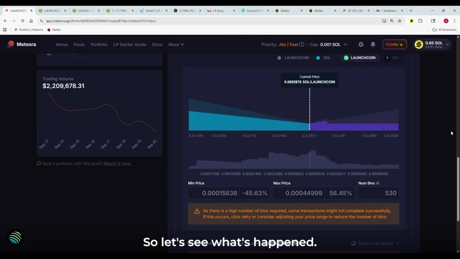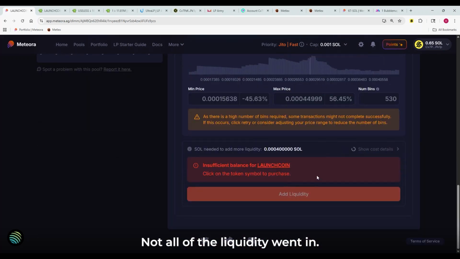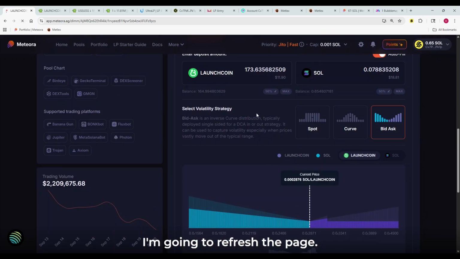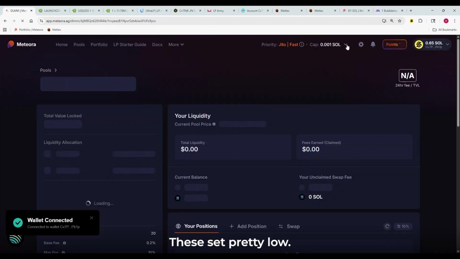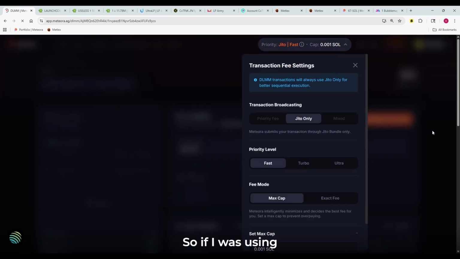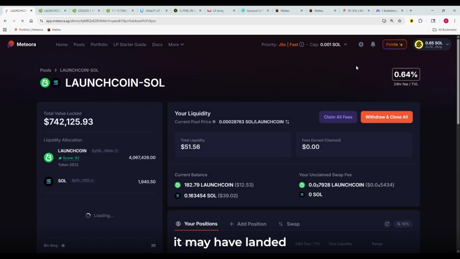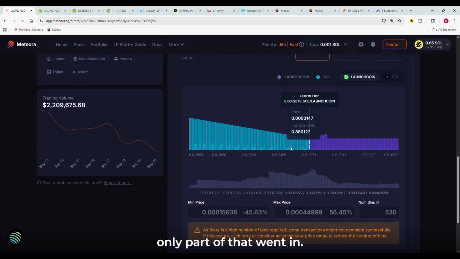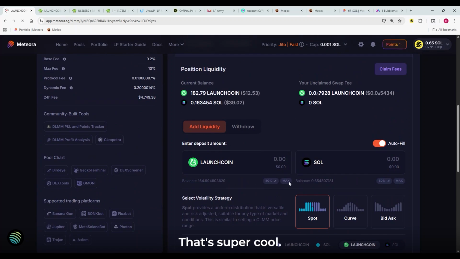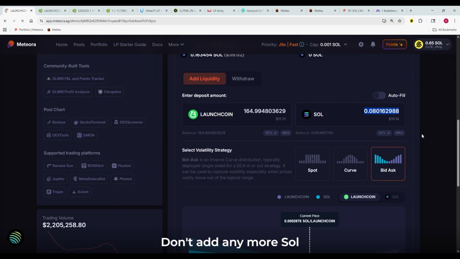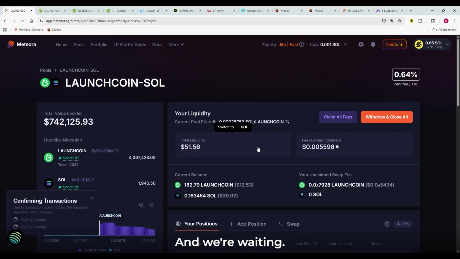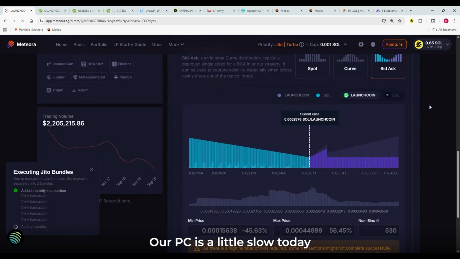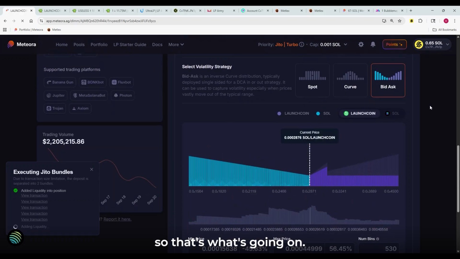So let's see what's happened. Not all of the liquidity went in. I'm going to refresh the page. I do have these set pretty low, so if I was using turbo or something, it may have landed a little better. Let's see what happened here. Okay, so it looks like only part of that went in. That's super cool. I'm going to uncheck that, put the max amount of that into a bid ask. Don't add any more SOL, and we're waiting. Sure, I'm going to increase this. Our PC is a little slow today, so that's what's going on.